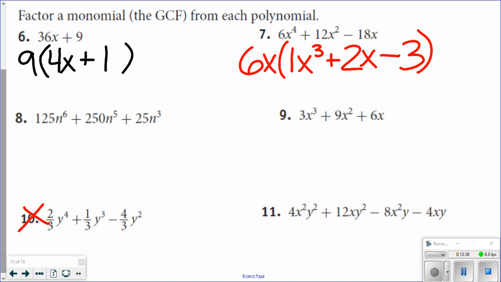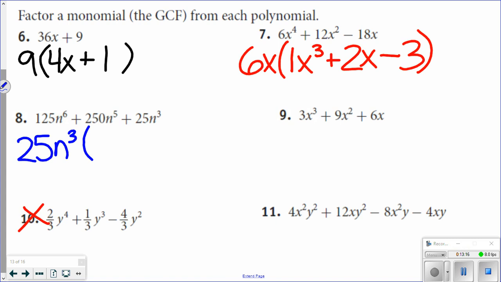Question 8, our numbers are a little bit bigger, but 25 is the smallest number up here. So try to do 125 divided by 25 and do 250 divided by 25 and see if it works. And when we do that, we get whole numbers and not fractions or decimals, so we know that 25 is the GCF. They all have n's, so the smallest is n to the third power.